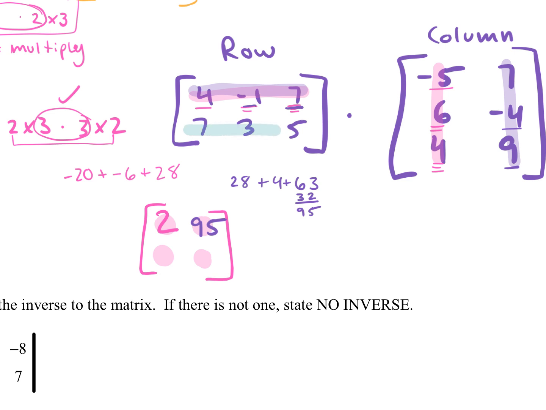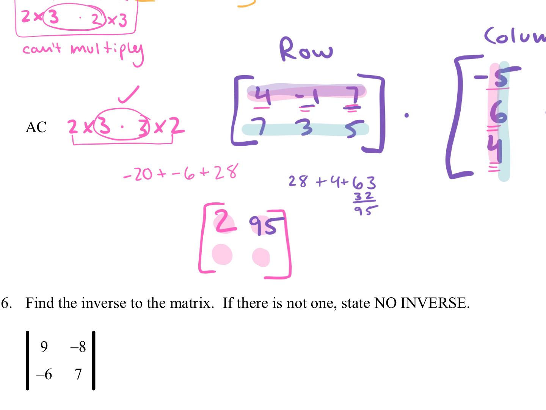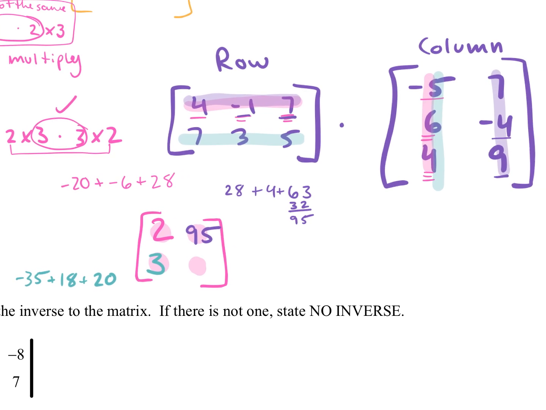Next, we have the second row, first column. 7 times -5 would be -35, plus 3 times 6 would be 18, plus 5 times 4 is 20. -35 plus 18 plus 20 would give us what? 3. Awesome. Any questions there? We've got one more number to find.